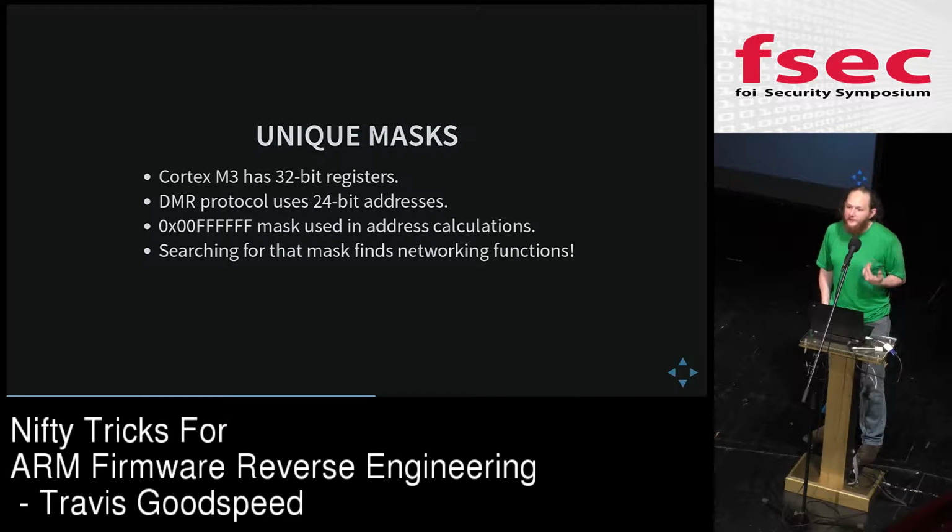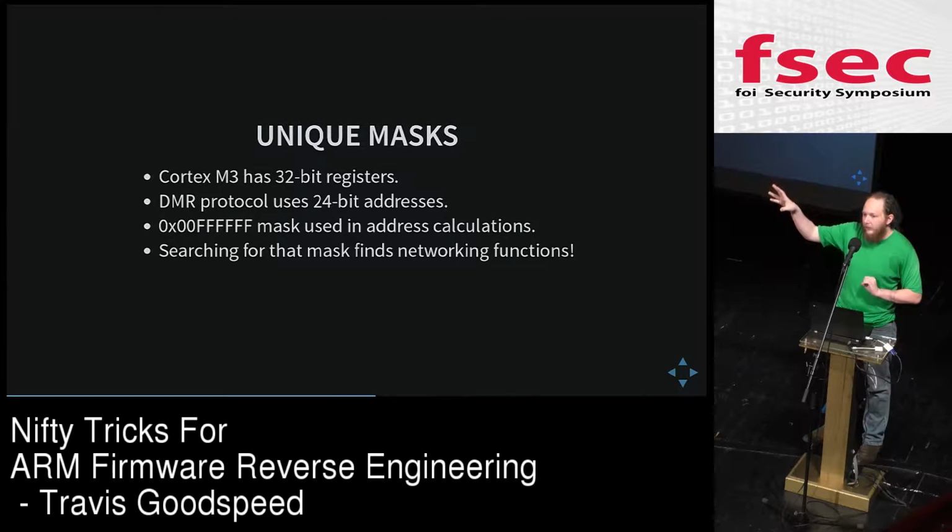You can also look for unique masks. So the Cortex-M3 has 32-bit wide registers, but the DMR networking protocol has 24-bit wide addresses. Think of it as like a B block dedicated to the protocol. So there's this mask of 00 followed by a bunch of Fs that gets applied to any 32-bit value that's read that contains a 24-bit address. And if you search for any function that contains that mask, it's related to the DMR networking code. So that lets you separate all of the flash I/O code from all of the serial port I/O code from all of the networking code.